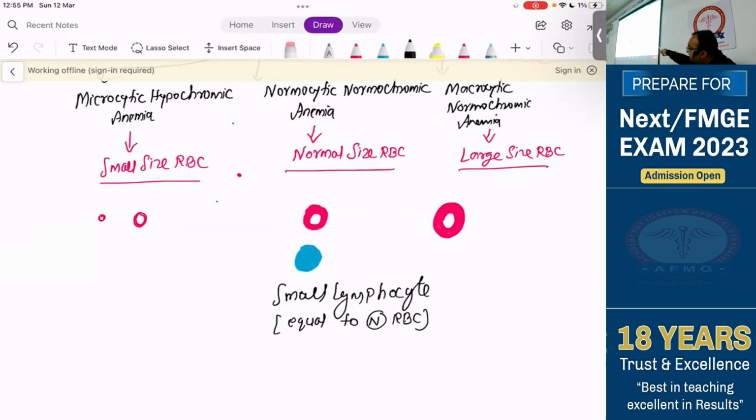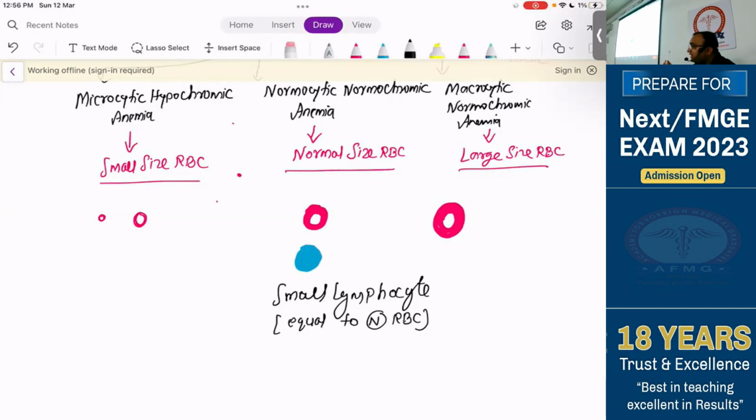Now you can assume that the first two cells are both microcytic. अब आप कैसे बता सकते हो दोनों ही microcytic हैं? Because they are smaller than the lymphocyte. The middle one is normocytic. Why? Because its size is equal to the size of small lymphocyte. And this one, the rightmost, here the size of RBC is bigger as compared to the lymphocyte. So that's why they are called macrocytes.